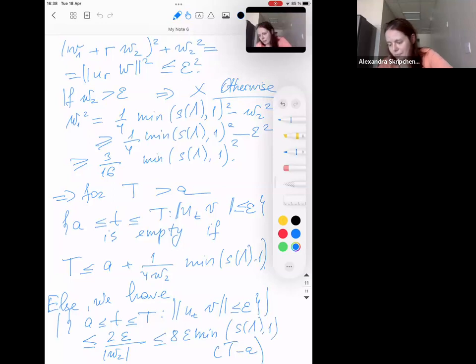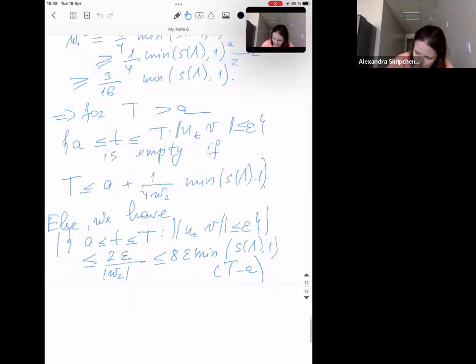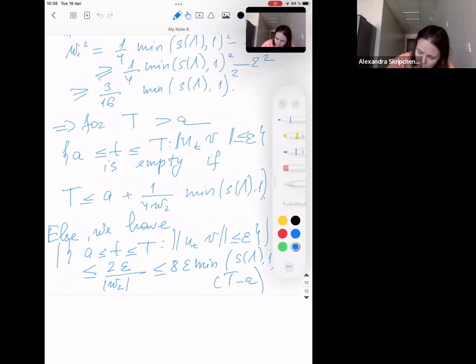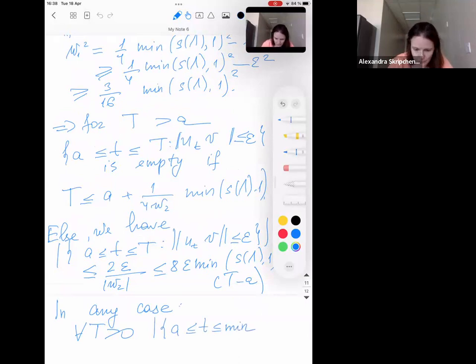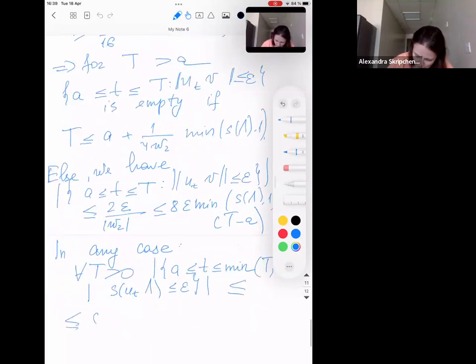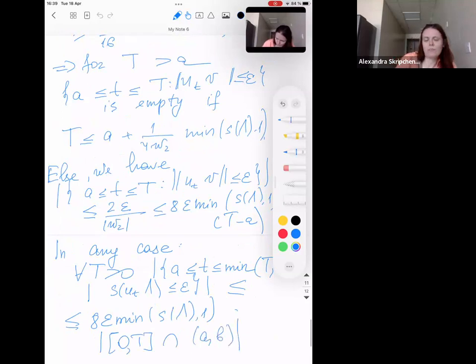And summarizing, we had different opportunities, but in any case, for any positive t, we have this set with the condition that the system is smaller or equal than epsilon. And the Lebesgue measure of this set can be estimated as follows. Intersection of the interval 0t with our AB. AB, they are borders of connected components.